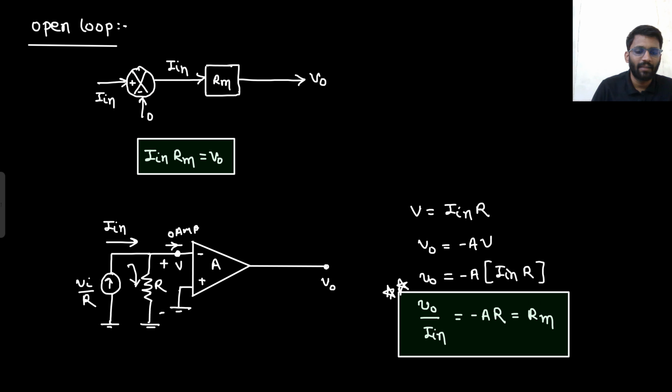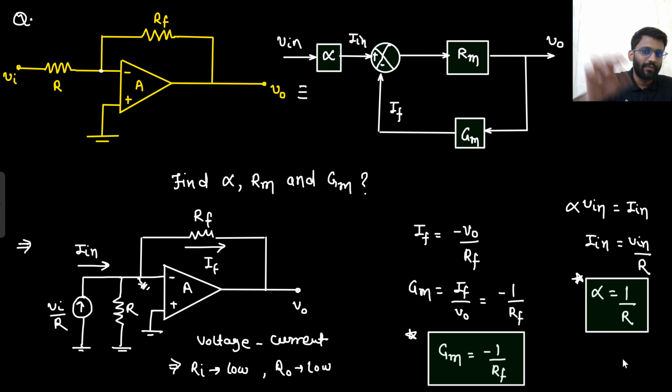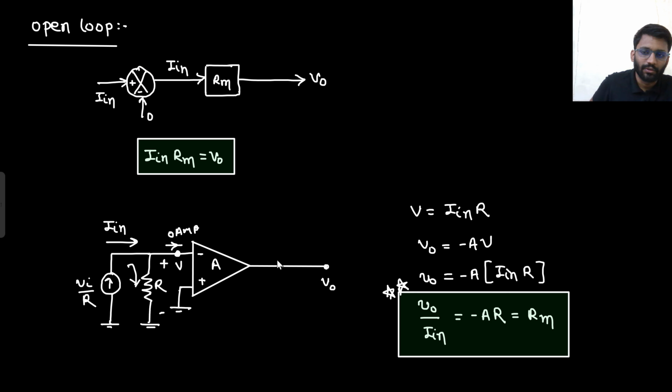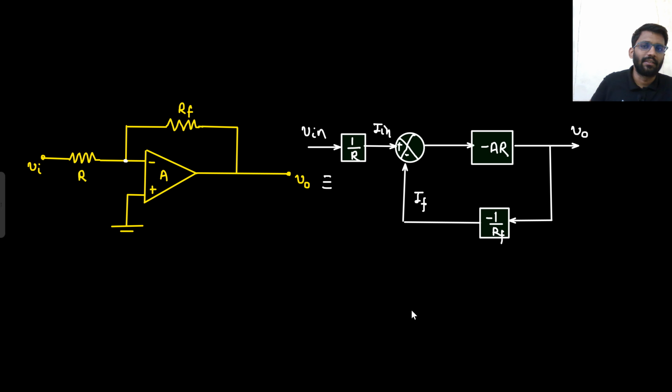So how did I find RM? I made the open loop. When I made the open loop, IN was there, and there is no current coming from the feedback. So IN into RM is equal to V0. If I make the open loop in this configuration as well, then simply IN into R into minus A is equal to V0. That means V0 by IN is equal to RM. So V0 by IN is minus A into R. So this is my forward gain, and this is how I can replace it.